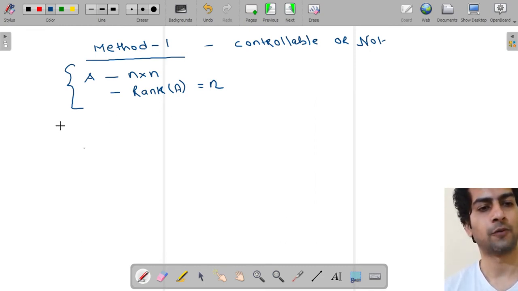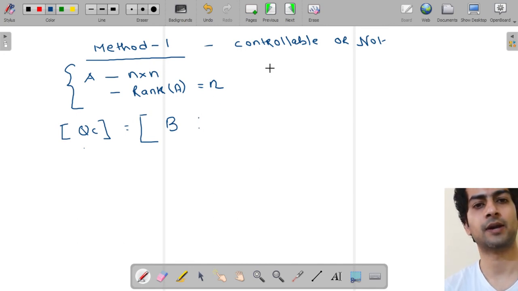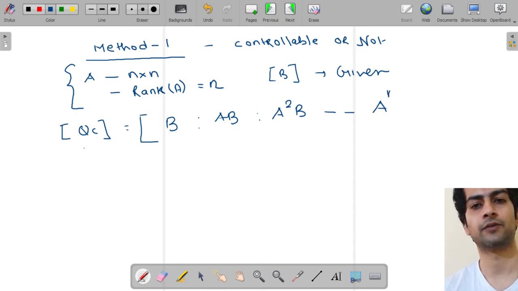Now we have to form a controllability matrix. The controllability matrix is formed like this. Suppose the B matrix is given to us. So it is B, AB, A square B, and it will go up to A to the power n minus 1 B.